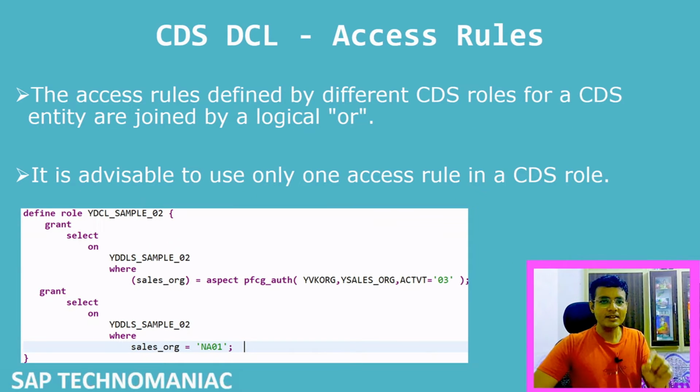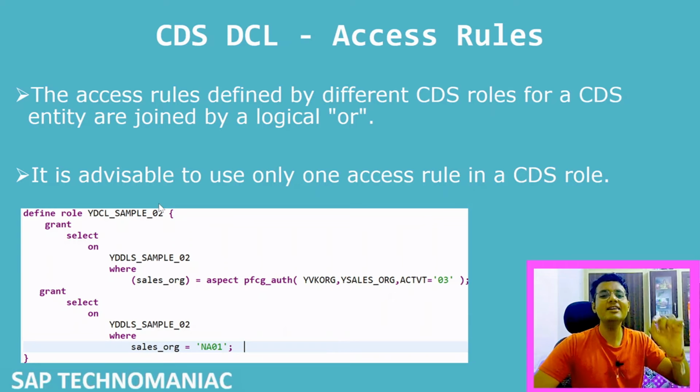So first we are talking about the access rules. As I told you, whenever we are defining a role, starting from grant till the semicolon, this is one access rule. We can define multiple access rules in a particular DCL. It can be for one CDS entity, or it can be for different CDS entities. You can see this is the defined role YDCL sample 02. This is an access rule we have created.